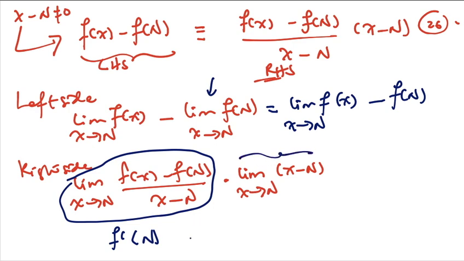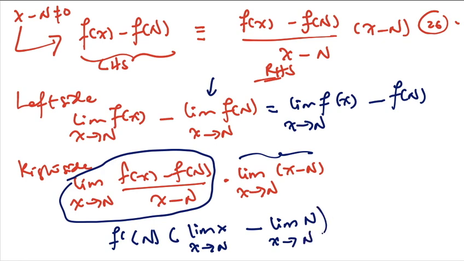Okay, this limit. So this limit can be rewritten as limit of x as x approaches n minus limit of n as x approaches n, equal sign. Okay, right. Now, from here, I can rewrite it as f prime n. Now look at the one in the circle bracket here. Limit of x as x approaches n becomes what? Becomes n. Limit of n as x approaches n, this is a constant, n minus n.